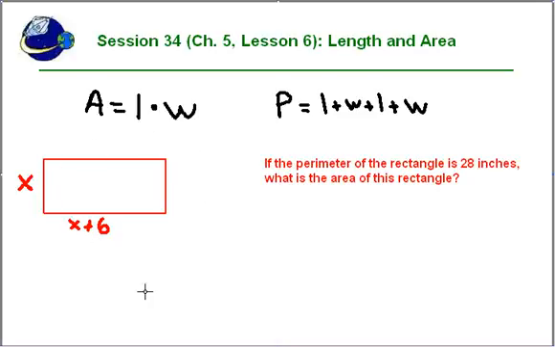So the first thing we're going to do is to calculate or determine what the perimeter is. Here's the length, here's the width. So our perimeter is going to equal our length. Well, what's our length? Our length is x plus our width. What's our width? X plus 6.